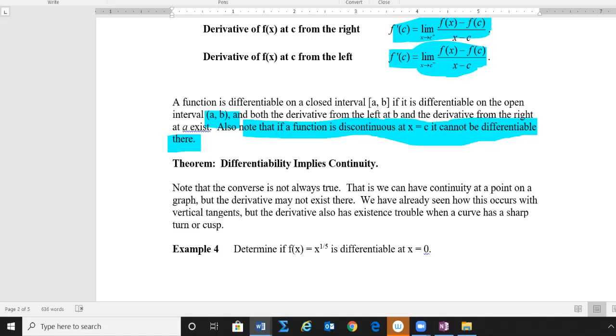And here's our main theorem here. If it's differentiable, it must be continuous. That's what this says. We know the converse of that is not true. If it's continuous, it doesn't have to be differentiable. But if it's differentiable, then it must be continuous.